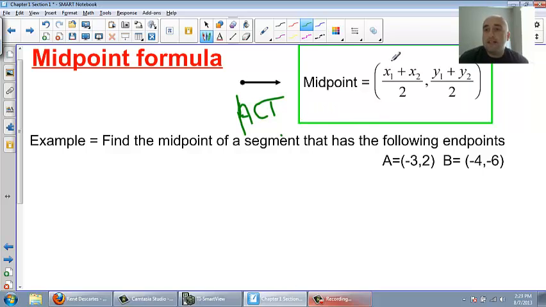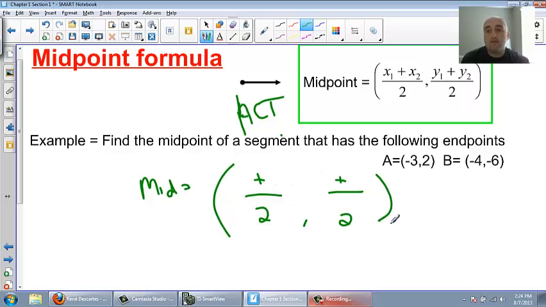So the midpoint formula is an ordered pair, so we have parentheses separated by a comma. You add your x's and divide by 2, and you add your y's and divide by 2. So basically, you're just taking the average of two numbers, the x's and the y's. So let's figure out the midpoint of these. So parentheses, divide by 2, comma, divide by 2. They're both plus signs because we're adding. Close my parentheses. And let's plug in our two numbers here that we need to plug in.